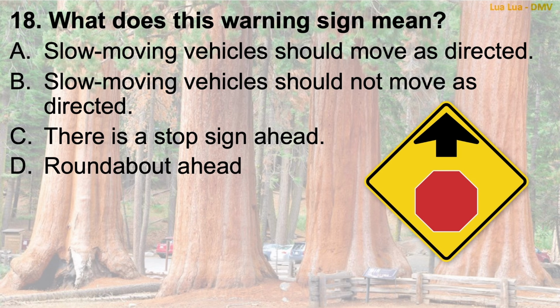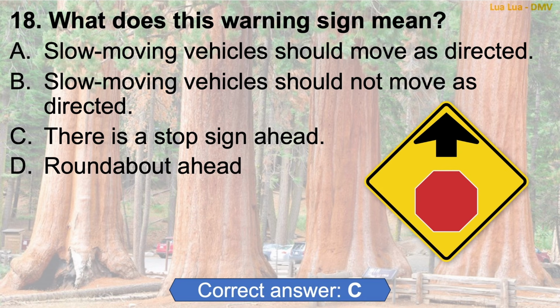Question 18. What does this warning sign mean? A. Slow-moving vehicles should move as directed. B. Slow-moving vehicles should not move as directed. C. There is a stop sign ahead. D. Roundabout ahead. The correct answer is C. There is a stop sign ahead.